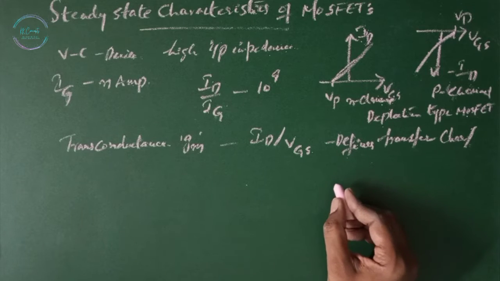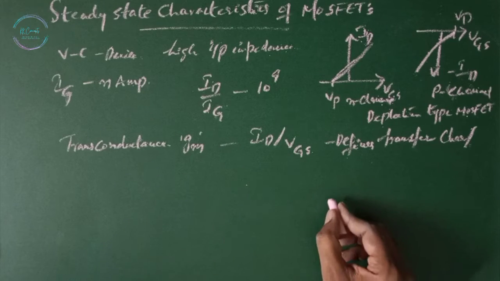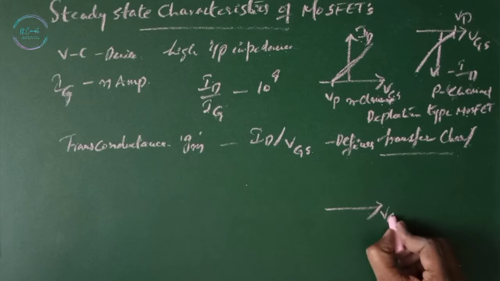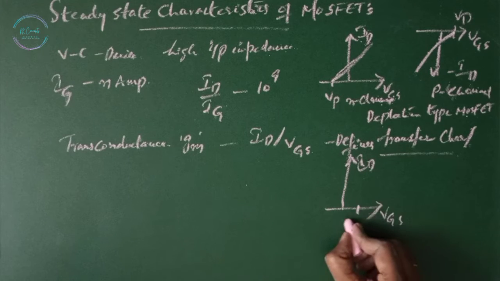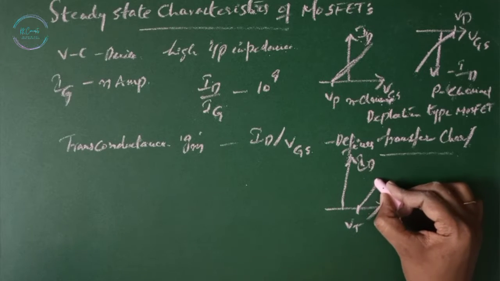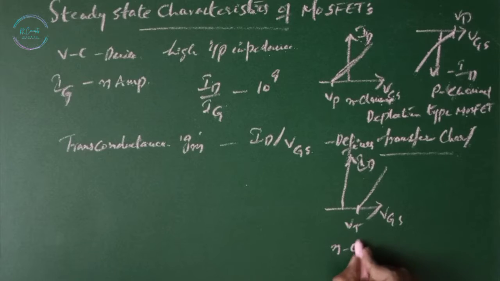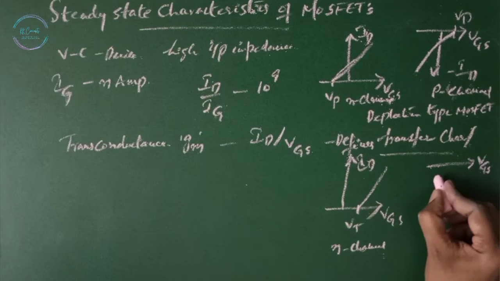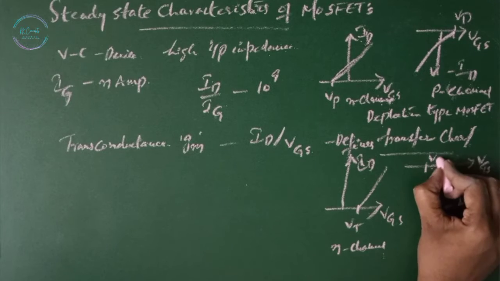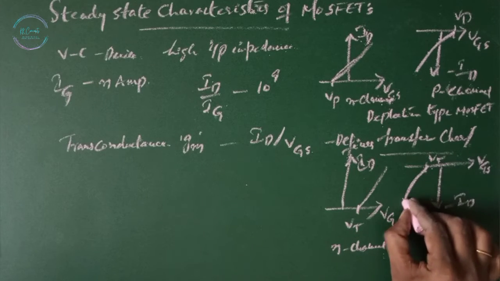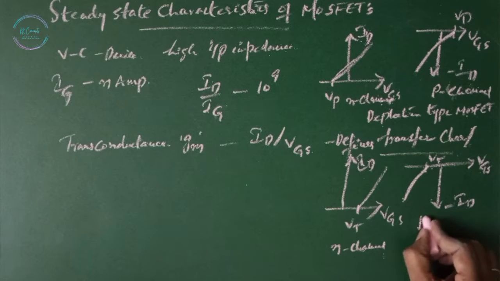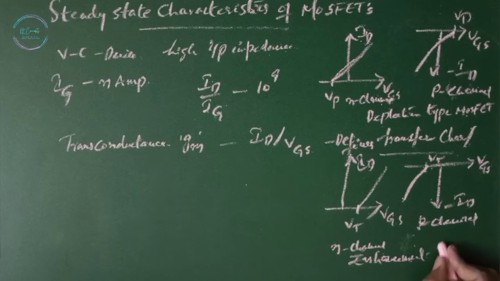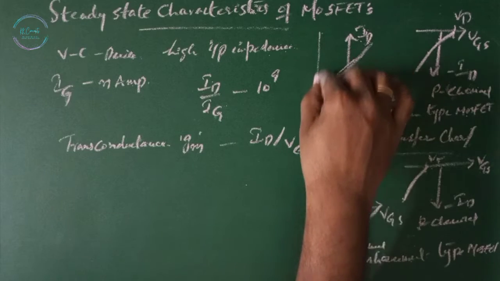Similarly, for enhancement type transfer characteristics, VGS, ID. After VT, the threshold voltage as the reference, the current increases. This is for N channel. For P channel, this is VGS, and this is minus ID, so after VT it decreases. This is for the P channel enhancement type MOSFET. These are the transfer characteristics.